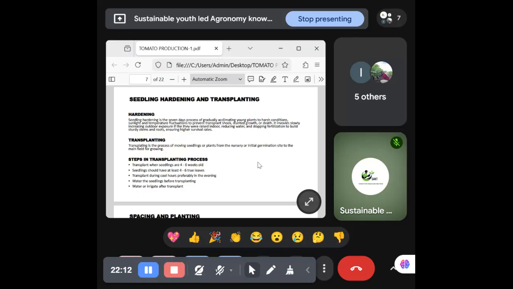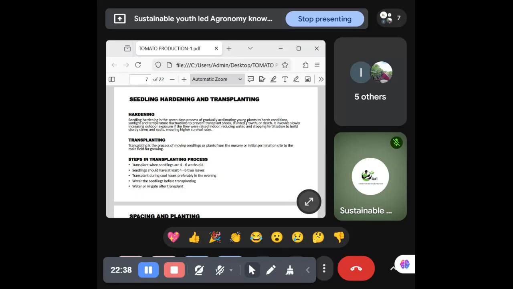So transplanting is the process of moving seedlings or plants from the nursery or initial germination site to the main field or the growing site. Now, steps in the transplanting process. Transplant when seedlings are 4 to 6 weeks old. They should be at least 4 weeks old.